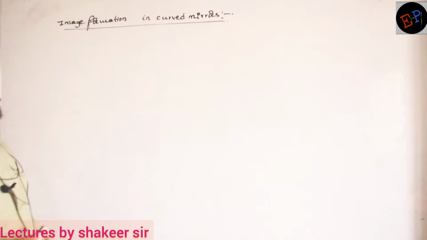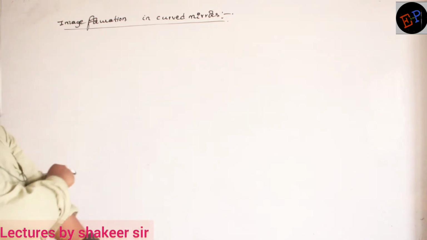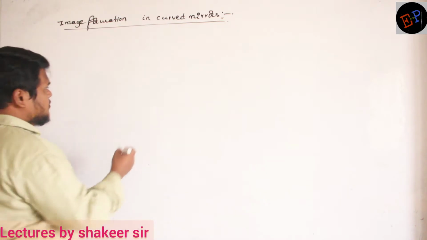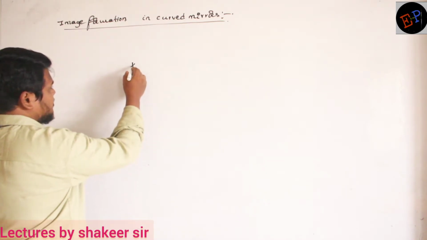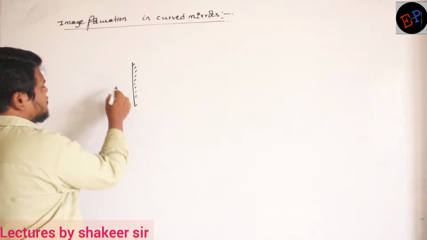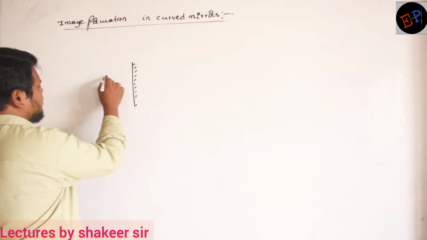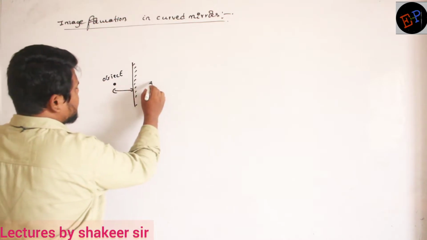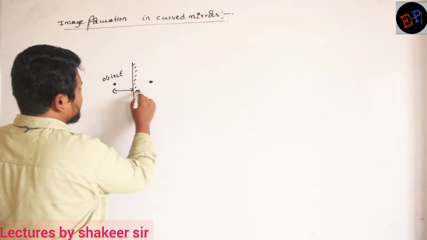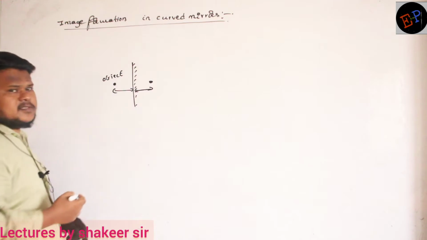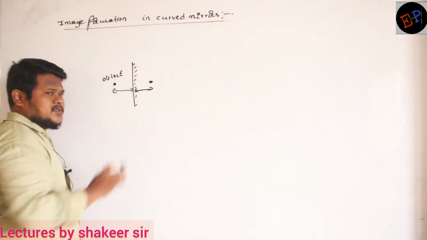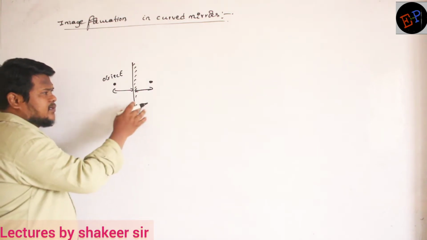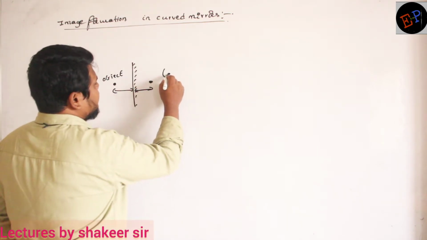My next concept which we are studying is image formation in the case of curved mirrors. In plane mirrors, for example, if this is a plane mirror and the object is present here, the object distance is this much, then the image also will be created at the same distance, no? Size also will be the same, shape also will be the same. But in the case of plane mirrors, the image will be laterally inverted.